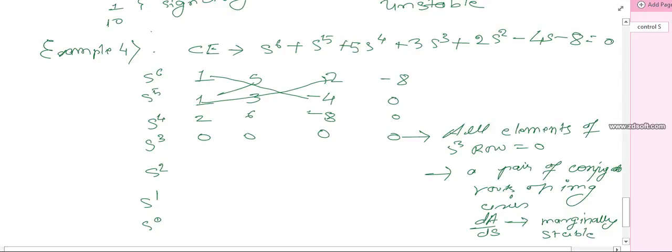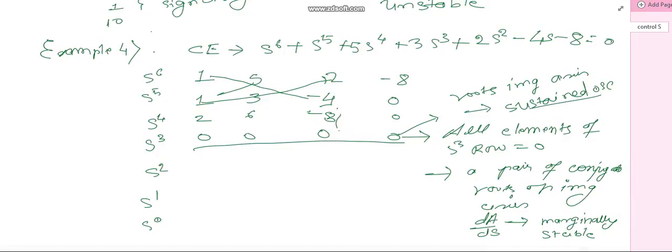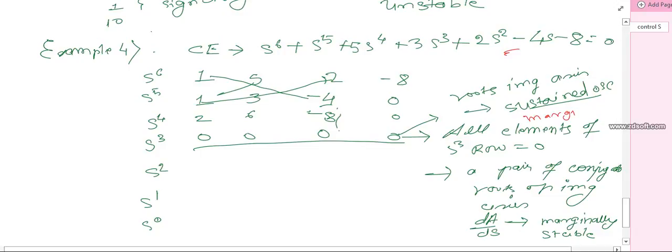Remember that if all the elements of any row are completely zero, it means a pair of conjugate roots are lying on the imaginary axis, and previously I have told if roots are on the imaginary axis, then we have sustained oscillation, and that means the system is marginally stable. Okay, so this is it.